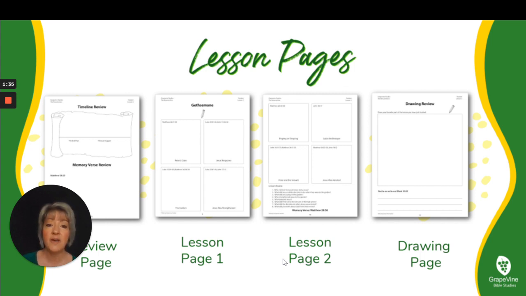The final page of the lesson is a drawing page, and this is a great page for you to see what your students are drawing from the lesson. They draw their favorite part of the lesson, what impacted them the most. They also review their memory verse on this page.